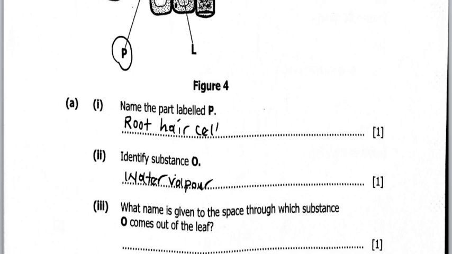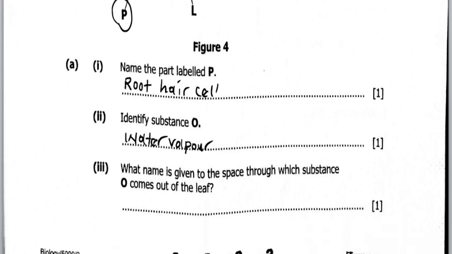Then what name is given to the space through which substance O comes out of the leaf? So the space through which the water vapor comes out of the leaf is actually called the stoma.